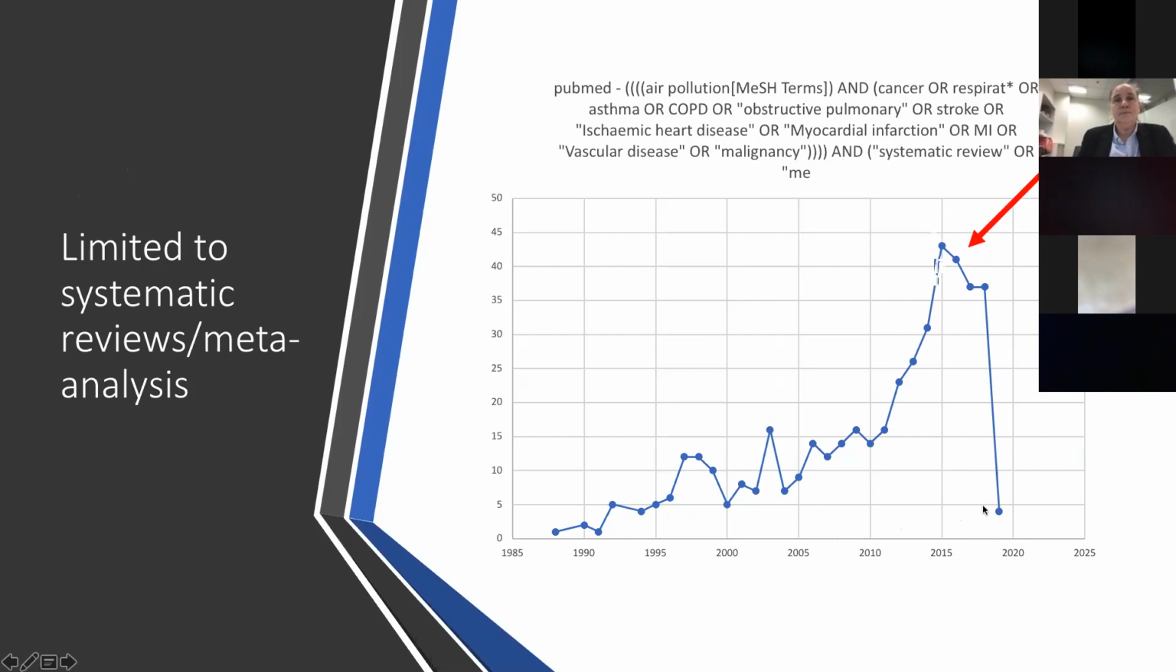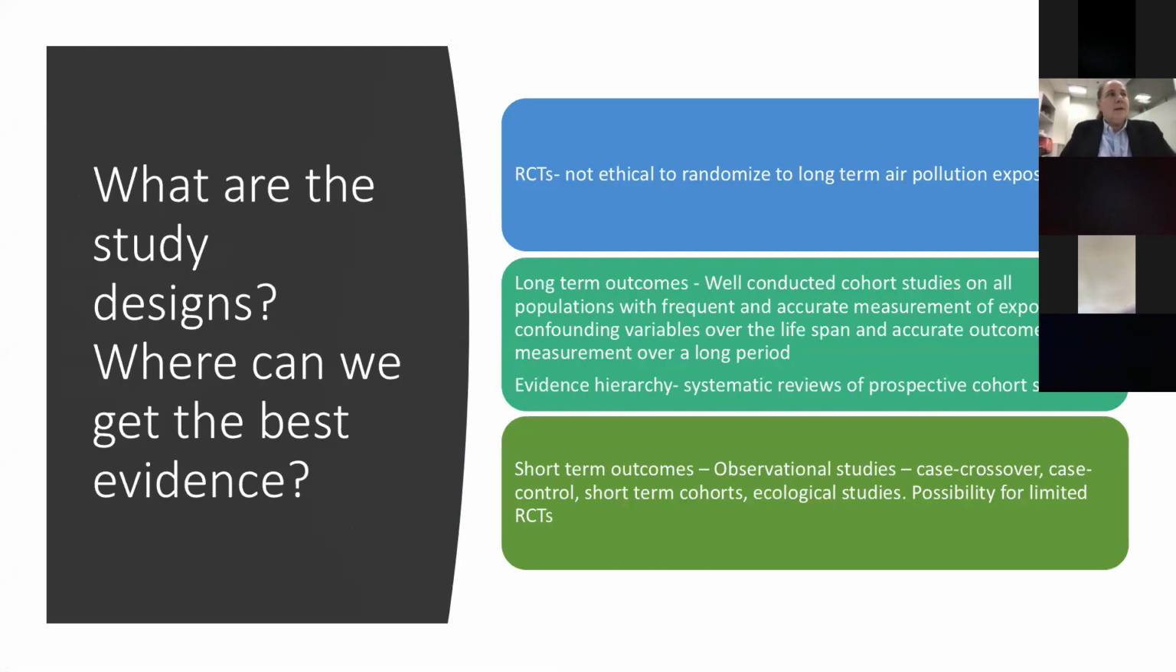So what are these studies like? What are their designs? Where can we get the best evidence from? So air pollution is a nasty toxic exposure. We all know that. So many of these studies can't be randomised controlled trials because it's not ethical to randomise people to air pollution exposure, especially for the long term, to investigate things like cancer and chronic obstructive pulmonary disease. So long-term outcomes need to be investigated using observational studies and ideally well-conducted prospective cohort studies on a variety of populations with frequent and accurate measurement of exposure and confounding variables over the lifespan and accurate outcome measurement. And even better than that is systematic reviews of prospective cohort studies with meta-analyses. So these would provide the best evidence on long-term outcomes like lung cancer and COPD.